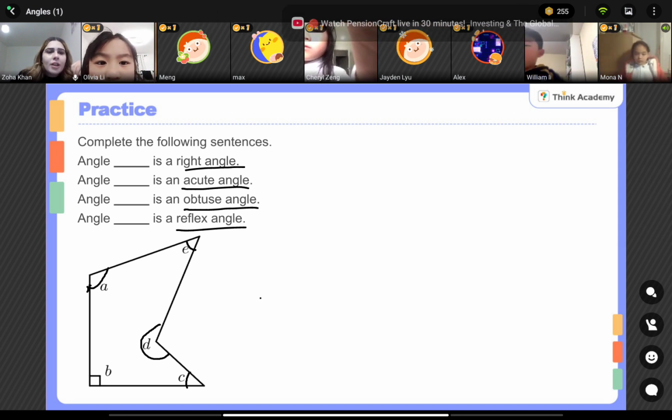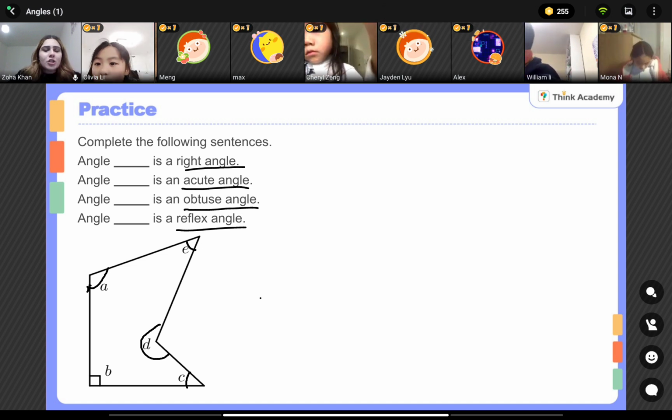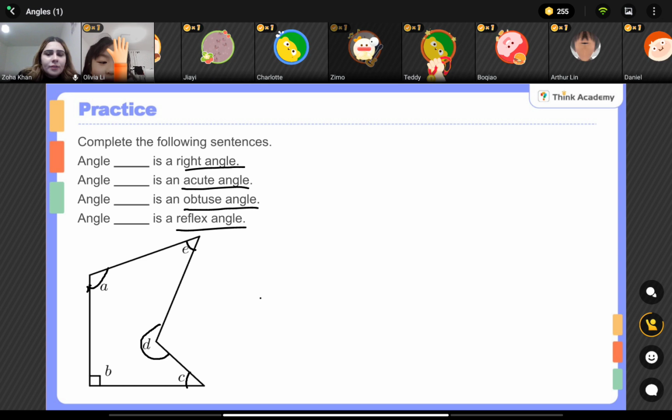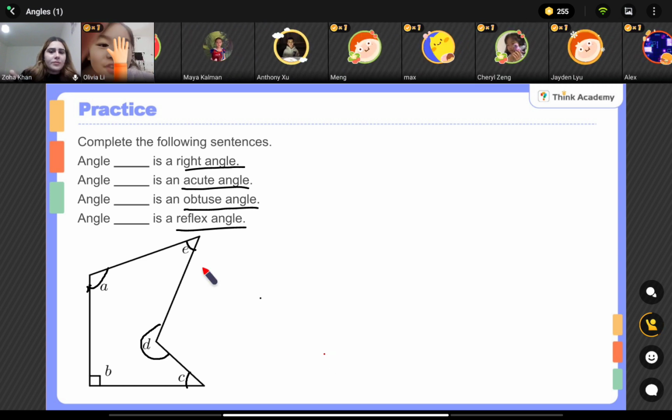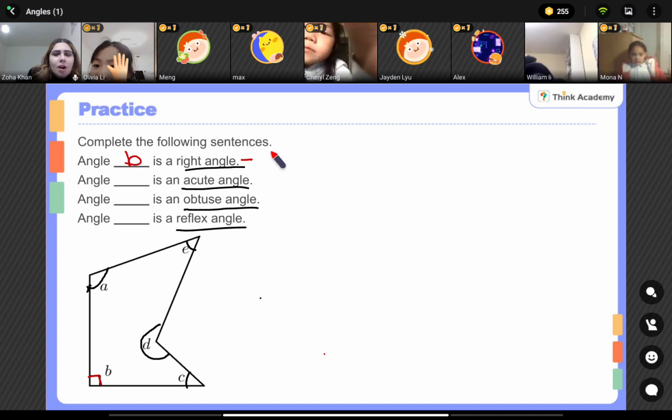Okay, so everyone, now we're going to have a look at what each angle is. So let's have a look. So Adam, which one is the right angle? E. Good. Look over here, everyone. B is the right angle, okay? B is the right angle. Remember, a right angle is 90 degrees.